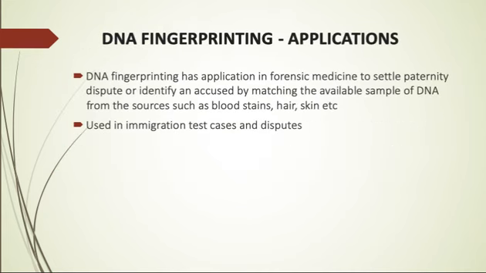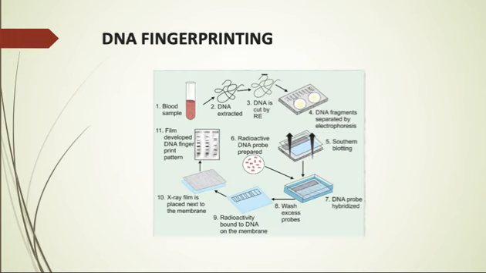So what are the applications of this DNA fingerprinting? DNA fingerprinting is used in forensic medicine to settle certain paternity disputes or identify an accused by matching the available sample of DNA from sources such as blood stains, hair, skin, etc. And also it is used in immigration test cases and certain disputes in immigration, right? So this is the application of DNA fingerprinting. In the next slide, we'll have a look at how this DNA fingerprinting process takes place.